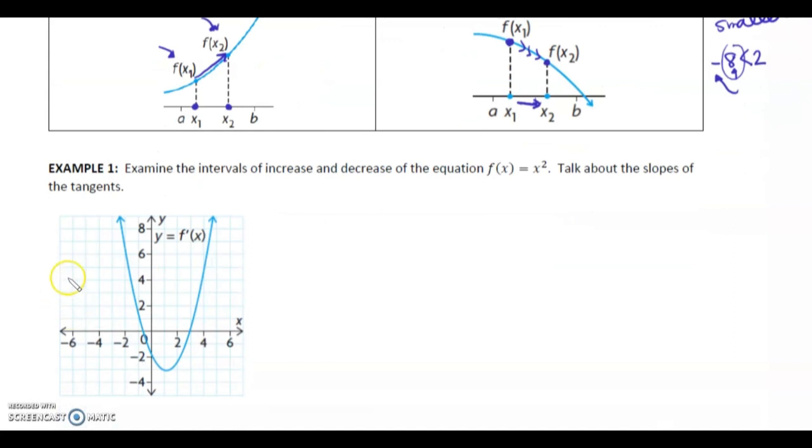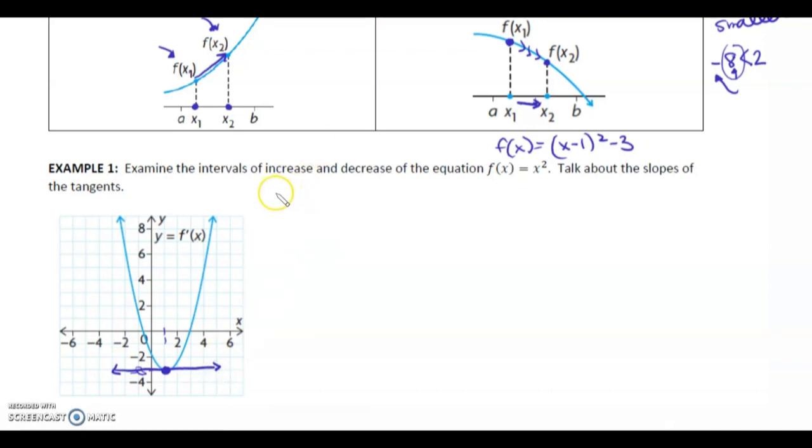Okay, so example 1, examine the intervals of increase and decrease of the equation f at x equals x squared. Okay, so we have this polynomial. This is actually f at x equals x minus 1 squared minus 3. Okay, and then we're going to talk about the slopes of the tangents. So if we look at this function, we know that we have a turnaround point here when the slope of the tangent is 0.